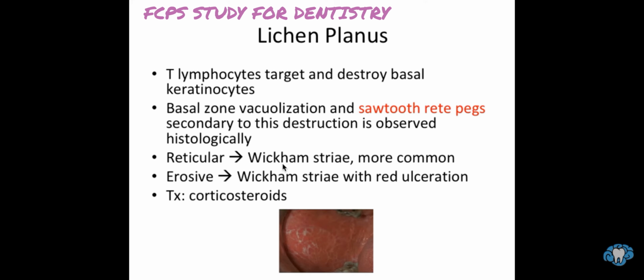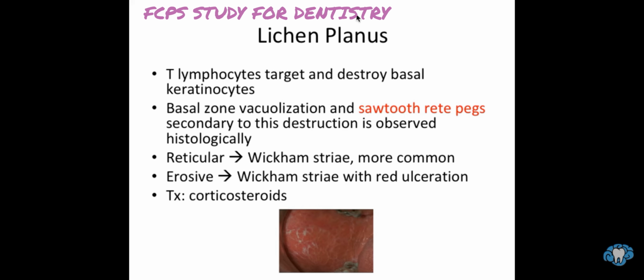Lichen planus is another very, very common immunologic lesion. This involves T lymphocytes targeting and destroying basal keratinocytes. And basal zone vacuolization and sawtooth rete pegs are secondary to this destruction. So sawtooth rete pegs, I didn't know that this was such a commonly tested thing, but that came up in quite a few practice problems I saw. So that's something I would definitely remember about lichen planus.